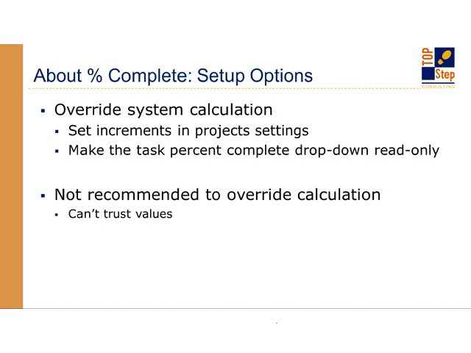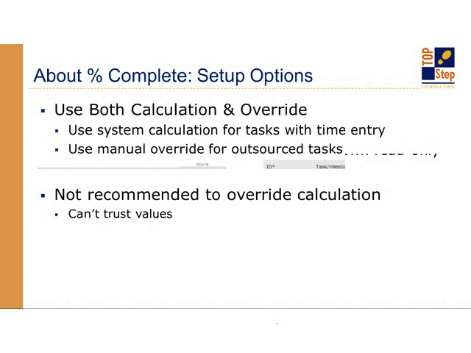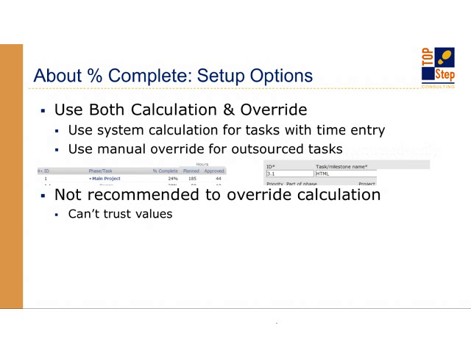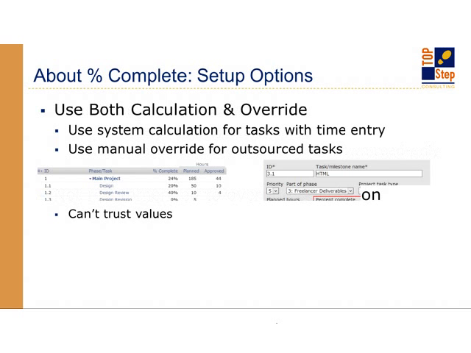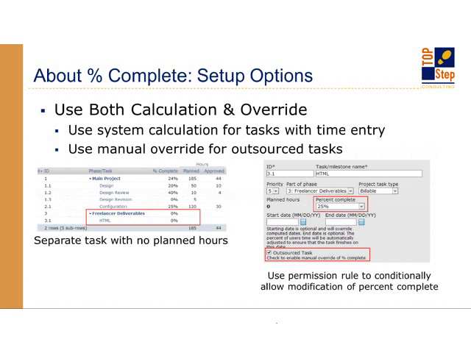Although there is a scenario where I think this can be potentially useful. So this I've seen a few times here and there where it makes sense. You can use both calculation and the override. And where I find this really useful is when you have portions of your project that you've outsourced. So percent complete cannot be updated based on hours being entered. So if you've given this to a freelancer, if you will, or somebody who's not going to be entering time, but you want to track their progress manually, you can do that.